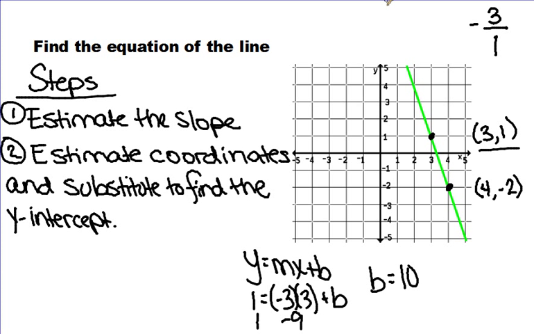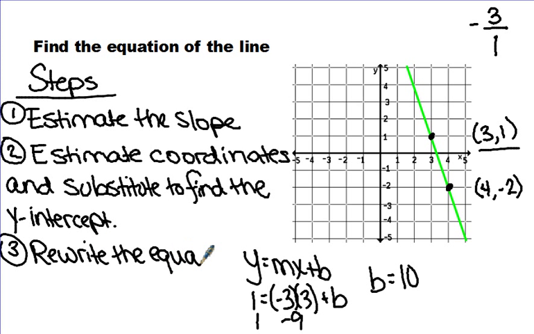The third step is to simply rewrite the equation of the line. And our equation for our new line, using our new slope and our new b, would be y equals -3x plus 10.